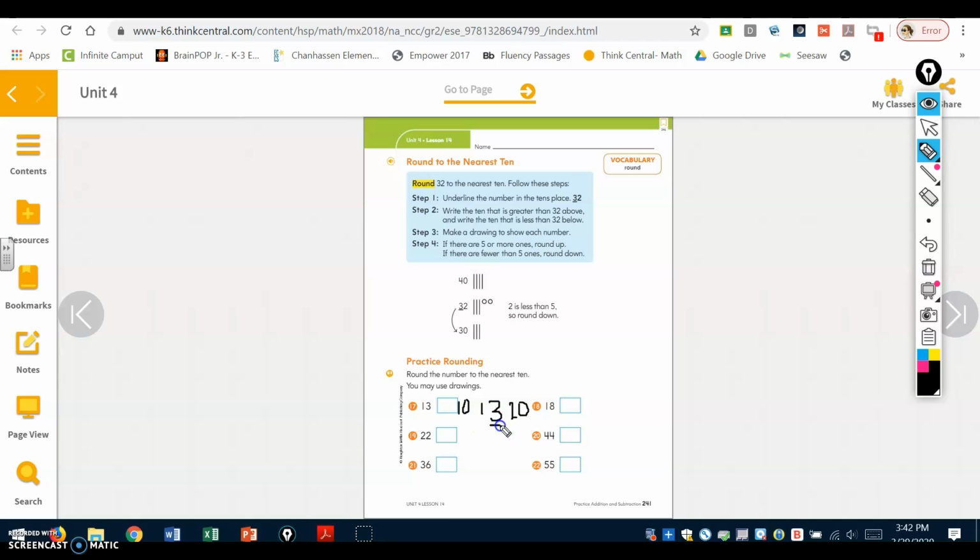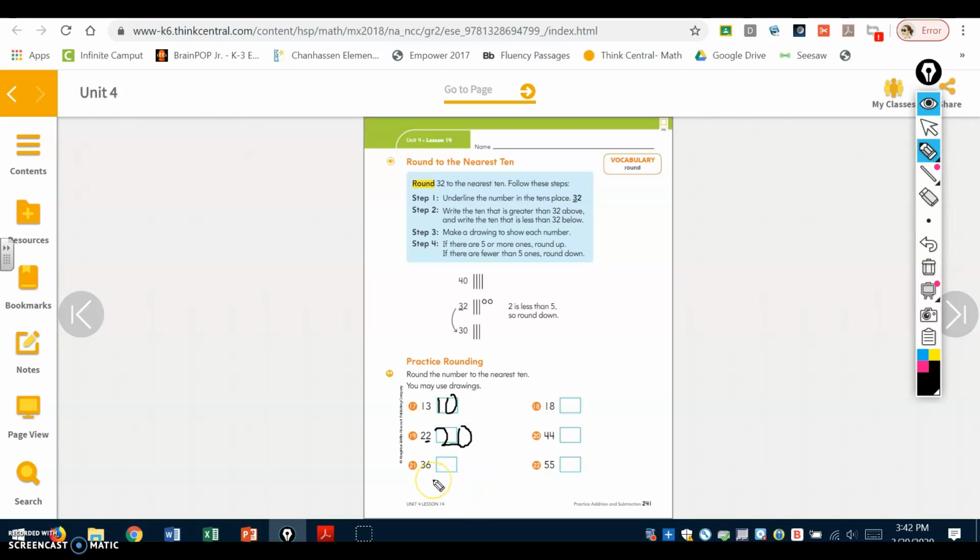So I'm going to look here, and since it ends in a 0, 1, 2, 3, or 4, that tells me I need to round down. So if I round 13 to the nearest 10, it would be 10. Now I'm going to look here, 22. I'm rounding to the nearest 10, so I'm going to look at that ones cup. Oh, it's one of those 0, 1, 2, 3, or 4 again. So I'm going to round down to the next 10, which puts me at 20.